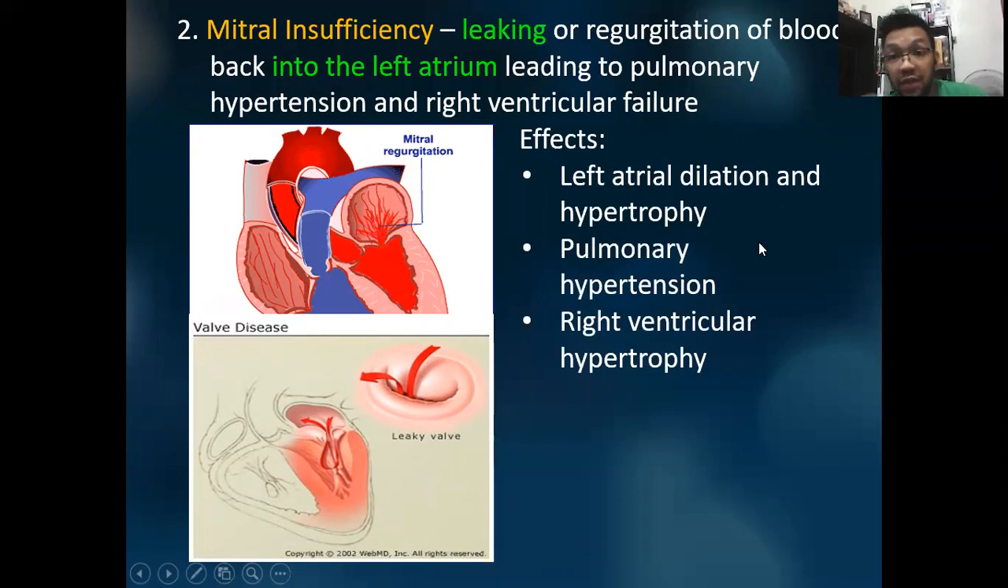Effects, there's left atrial dilation again. There's an increased pressure in the left atrium, so it will dilate and hypertrophy, similar to that of mitral stenosis. Again, this pressure will go back to the pulmonary veins, causing now pulmonary hypertension. And eventually it'll lead again to right ventricular hypertrophy.